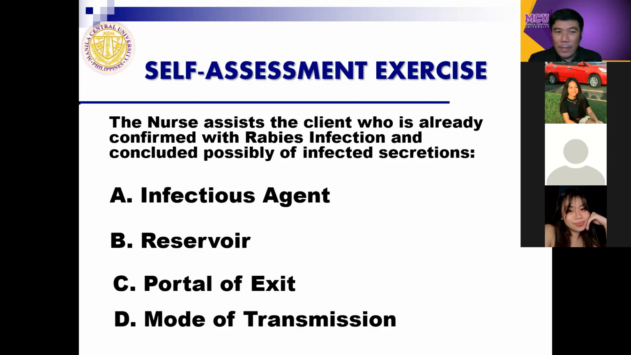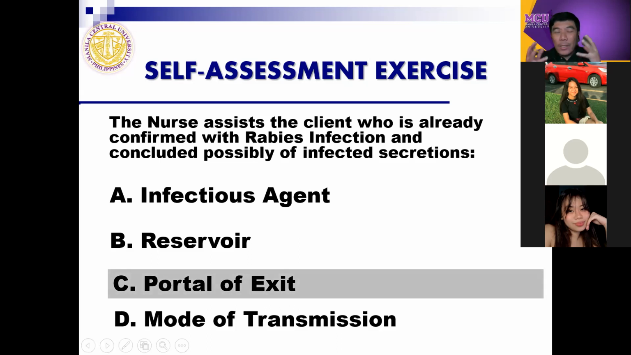I think one of you had the correct answer. The answer is portal of exit. Why is the answer portal of exit? Because as I've told you, the infected secretions are those that may justify or validate that the rabies virus, the rhabdovirus, can be out of the reservoir through infected secretions. Okay, I hope everyone had been enlightened. So let us proceed with the next question.